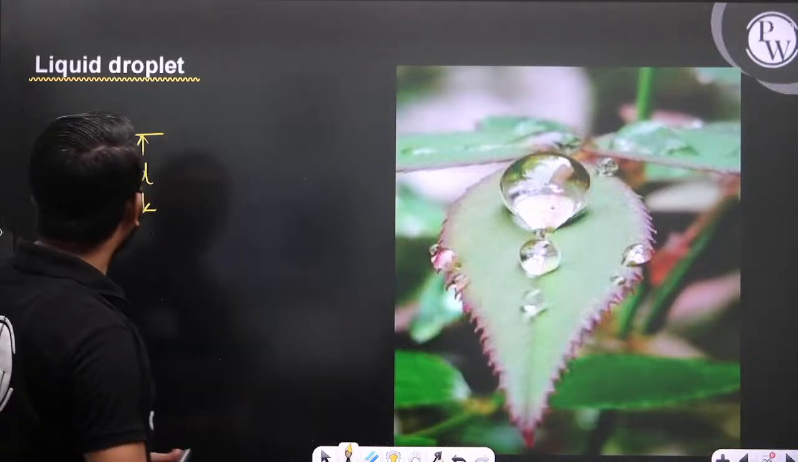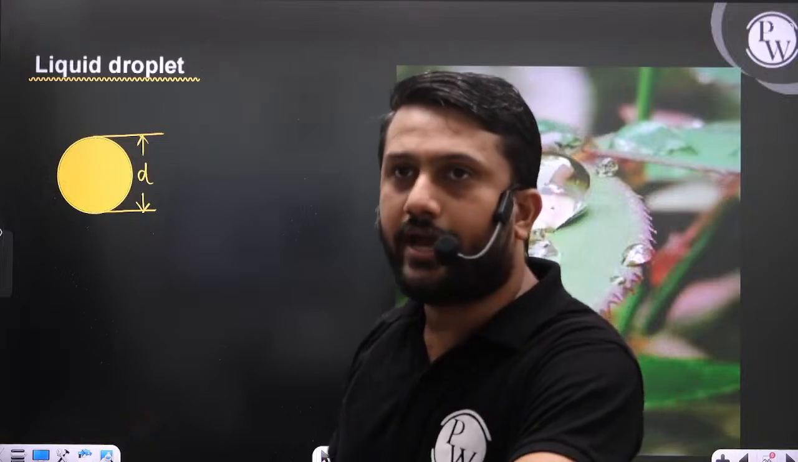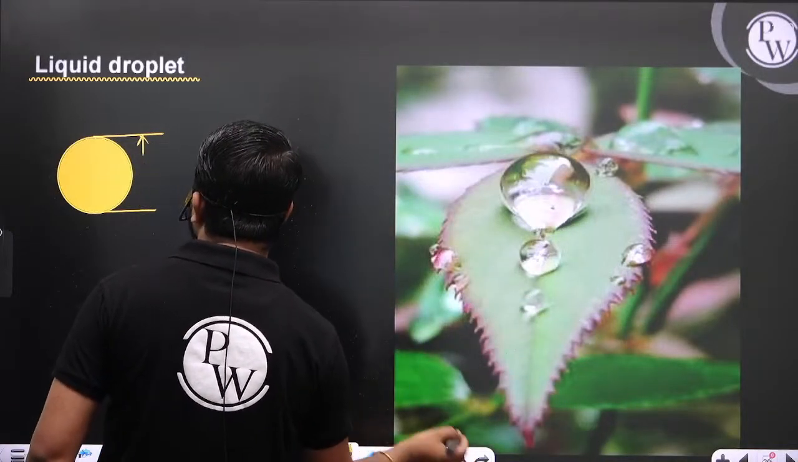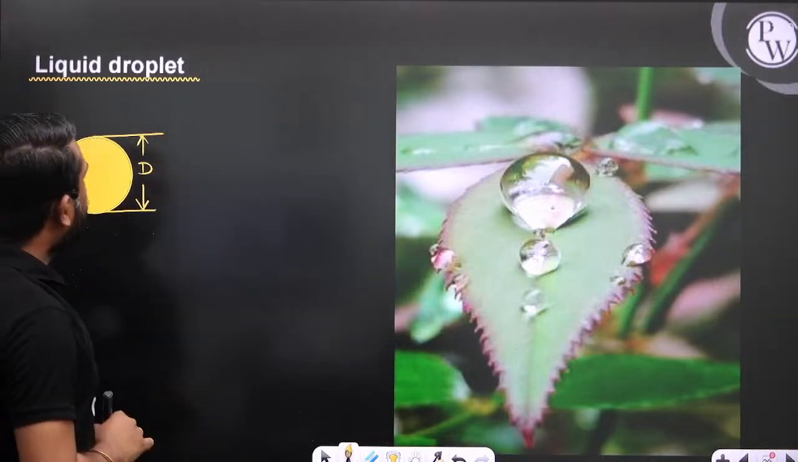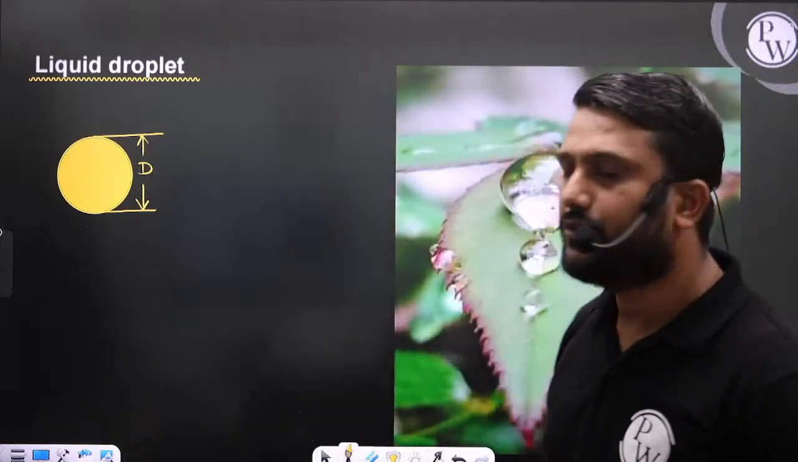Let us consider that the diameter of the liquid droplet is capital D. So tell me, in the case of the liquid droplet, what are R1 and R2?